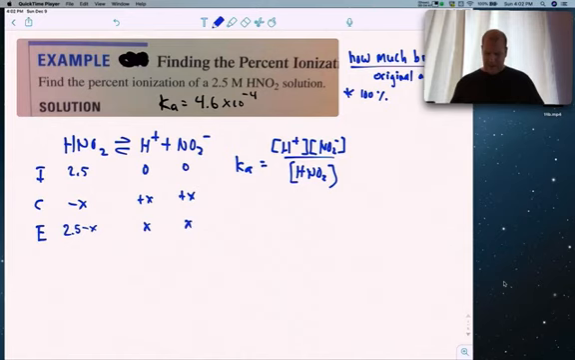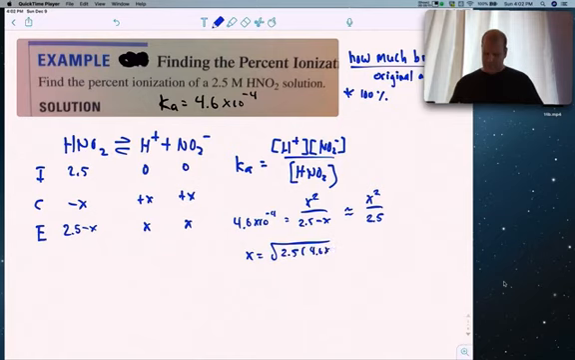So our Ka equals this. So 4.6 times 10 to the minus 4 equals x squared over 2.5 minus x, which means x squared over 2.5 is approximately equal to that, or x equals the square root of 2.5 times 4.6 times 10 to the minus 4.